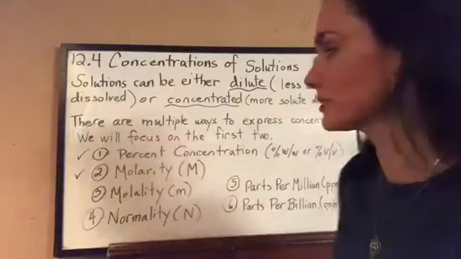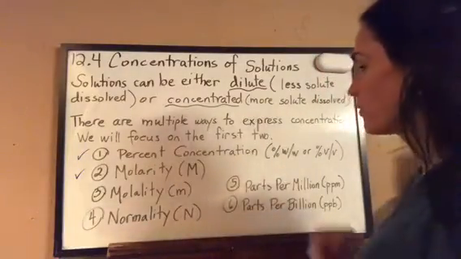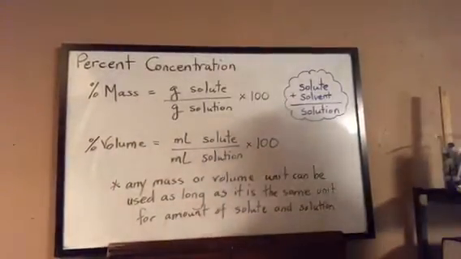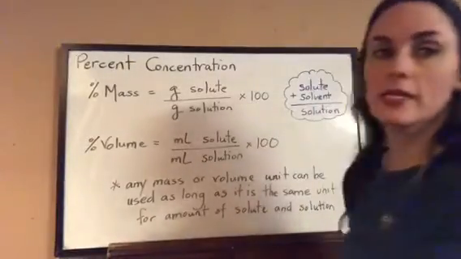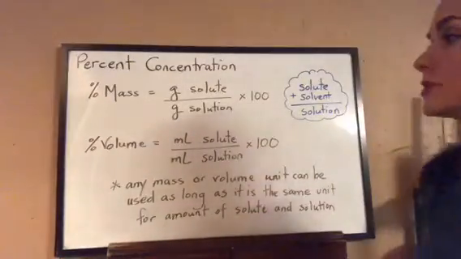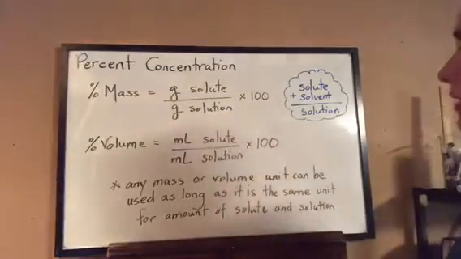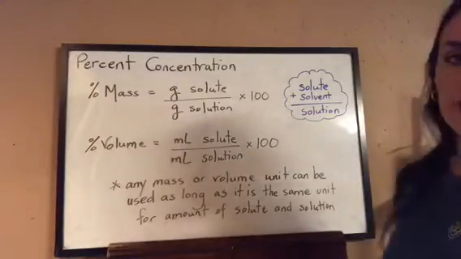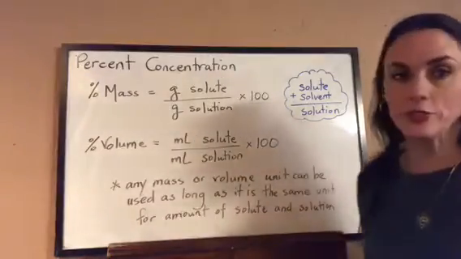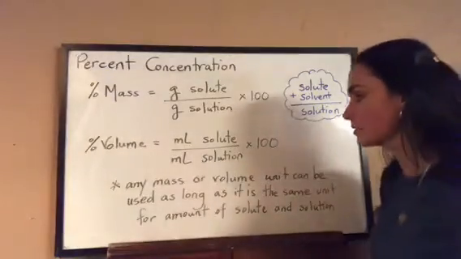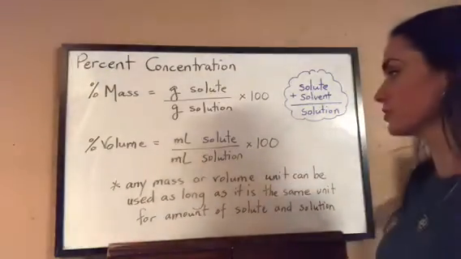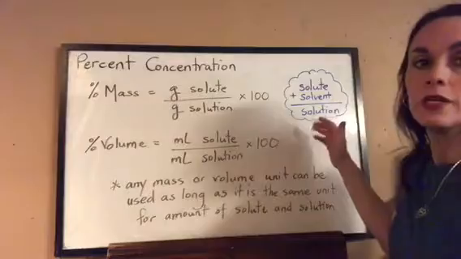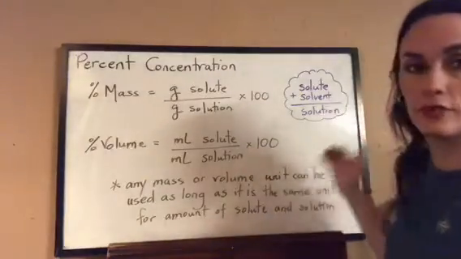We're going to focus on how we do calculations with percent concentrations. For percent concentration, we have percent mass and percent volume. Typically, percent mass is calculated by taking the grams of solute over the grams of solution, times 100. Percent volume is typically the milliliters of solute over the milliliters of solution, multiplied by 100. Remember that the solution is the sum of the solute and the solvent amounts.